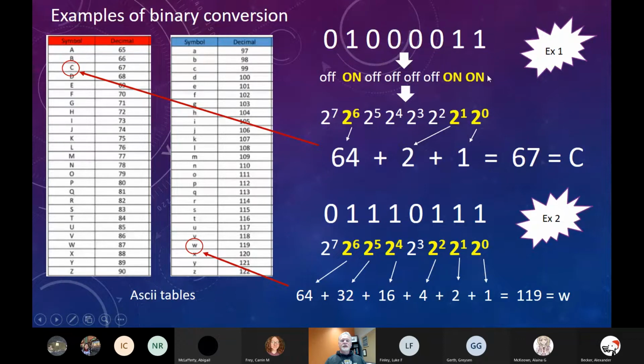01000011. Okay, the first, second, and seventh bits are turned on. Two to the zero, two to the first, and two to the sixth. I do the math on those. Two to the zero power is one. Two to the first is two. Two to the sixth is 64. 64 plus two plus one equals 67. I go over to my ASCII chart, my binary chart. 67 equals a capital C.